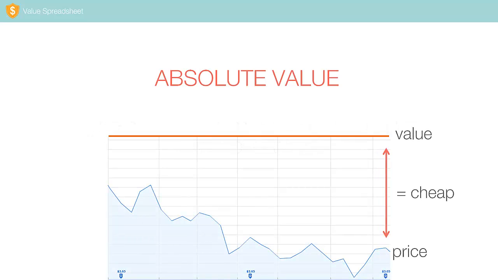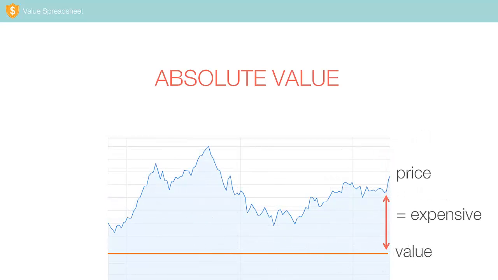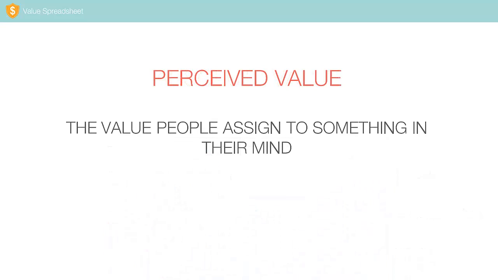A company is cheap or undervalued when the stock price is lower than the absolute value of the underlying company. On the other hand, a company is expensive or overvalued when the stock price is higher than the absolute value of the underlying company. Now, the final type of value is perceived value.